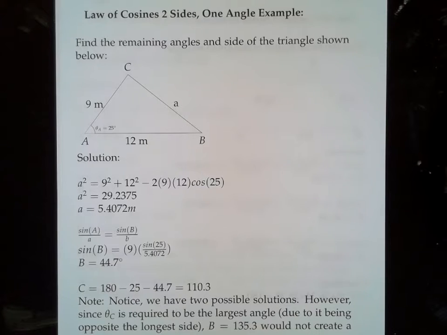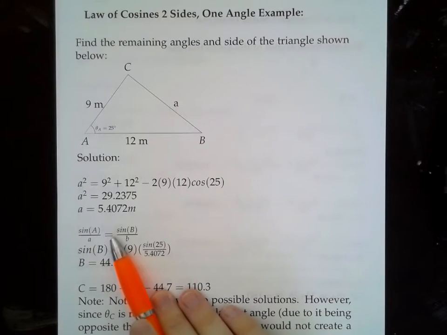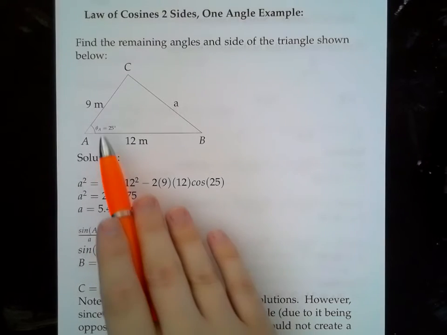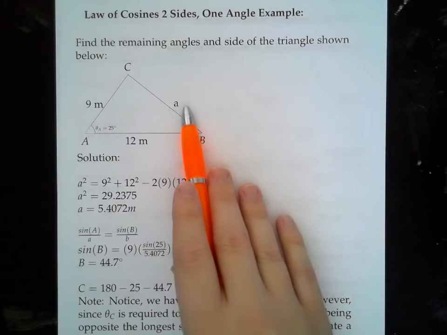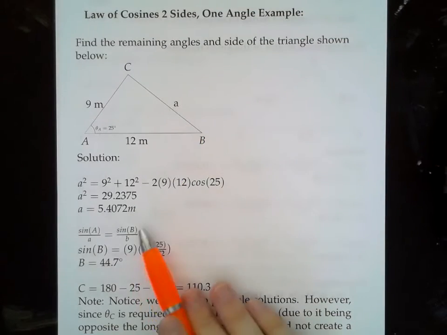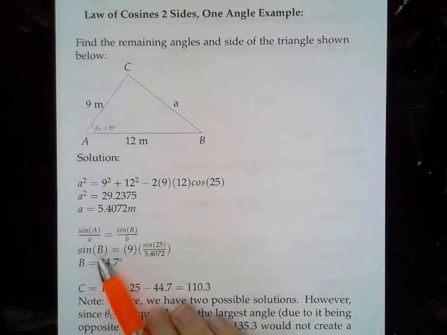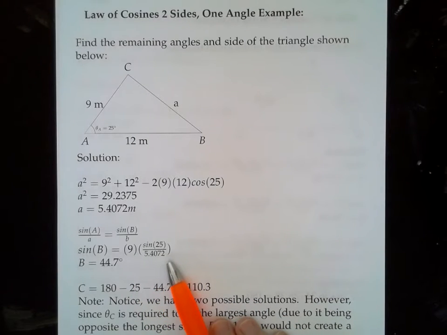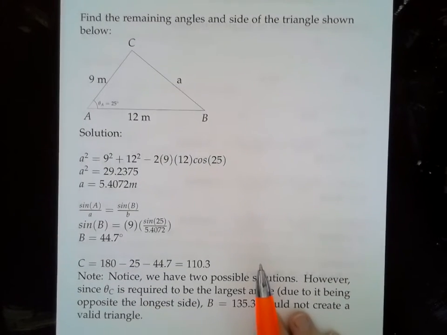Now from here, I'm going to switch over and use my law of sines. Now you can use your law of cosines here if you would like to, but I find law of sines is actually a little bit easier because I know angle A and I know side a. That's going to allow me to solve for b. So I get sine of b is equal to 9 times sine of 25 over 5.4072, which gives me a b of 44.7. Now, this is where I want to call your attention.